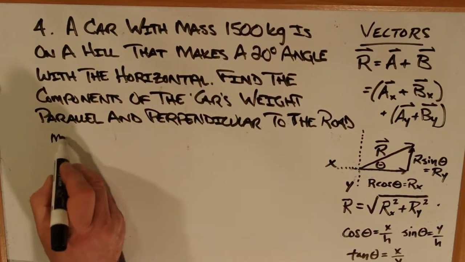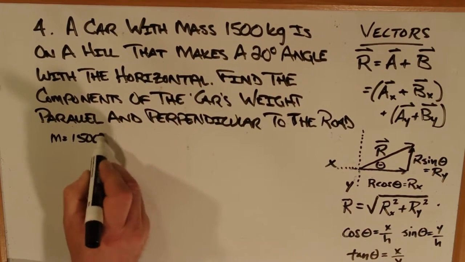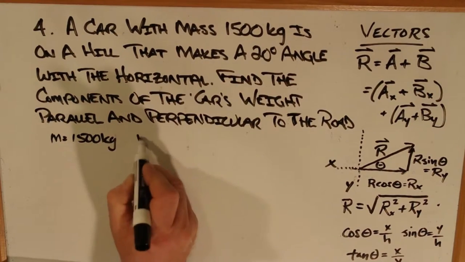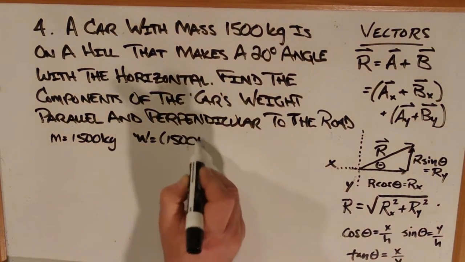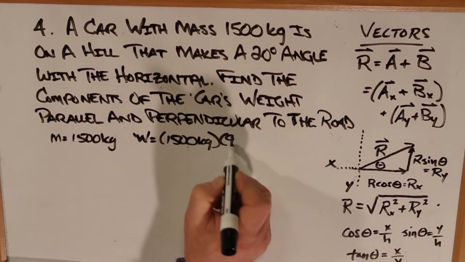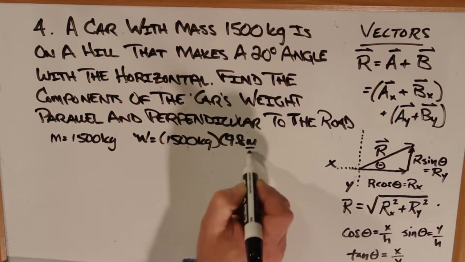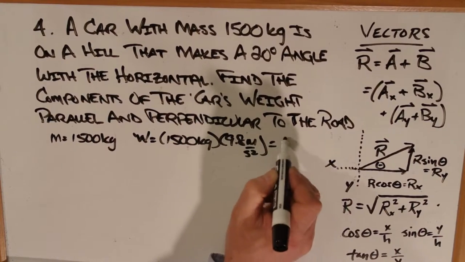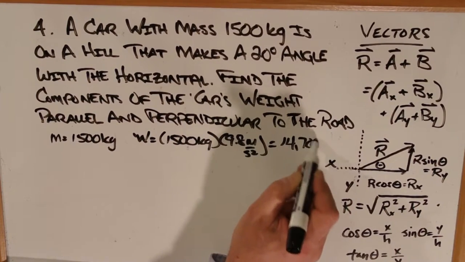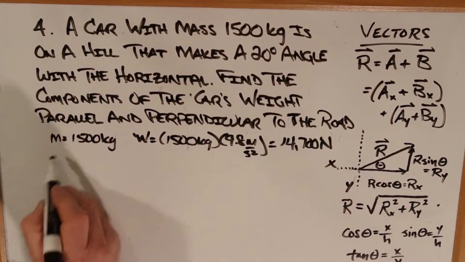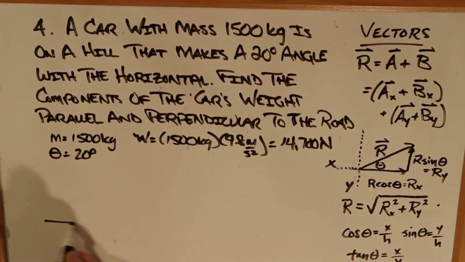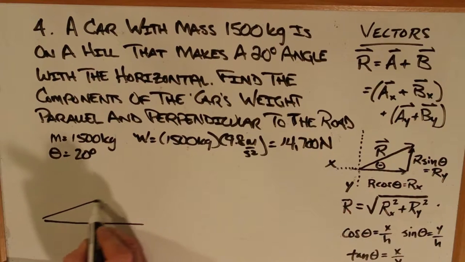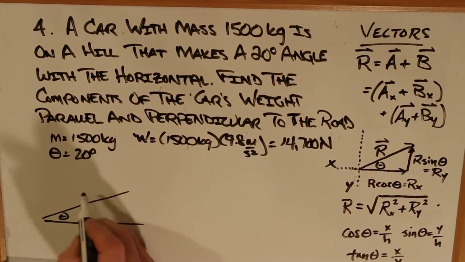Problem number 4, a car with a mass of 1,500 kilograms is on a hill. Well, first we need to know what the force is. Mass, of course, is not a vector, but weight is, and weight is mass times acceleration. So we have 1,500 kilograms times 9.8 meters per second squared to come up with a weight of 14,700 newtons. And we can draw our picture.